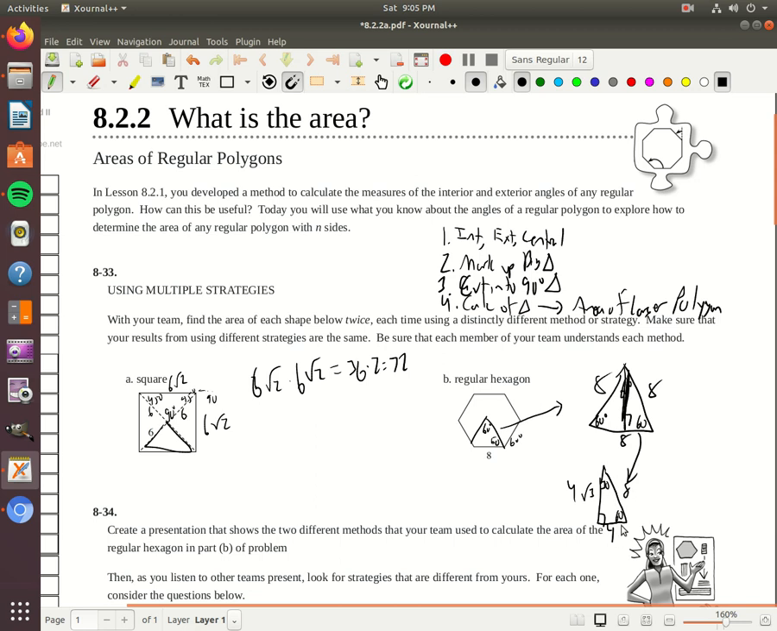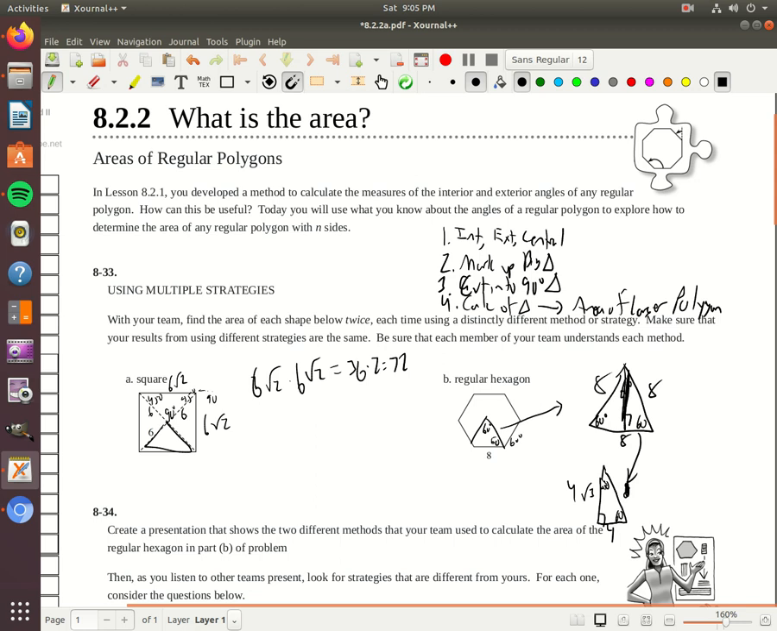Now, the thing is, I don't care at all about this. This doesn't do anything for me. I need the base and I need the height. I don't need the hypotenuse. Again, the only reason I would even want the hypotenuse is if it helped me get the base and the height, because that's all I really care about.